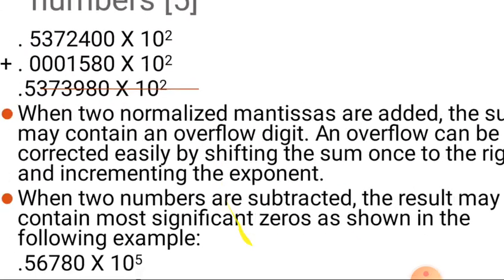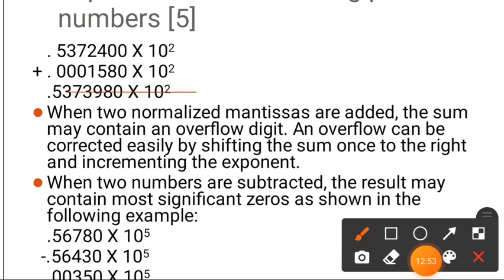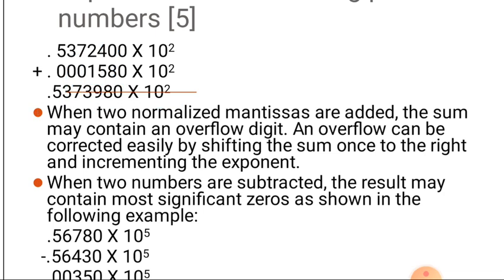So here we are using the second method, shifting the second number 3 positions to the right. So 3 zeros will be added at the leftmost side. When normalized, it becomes 0.57. When adding these two, we will get 0.5373980 times 10 raised to 2.